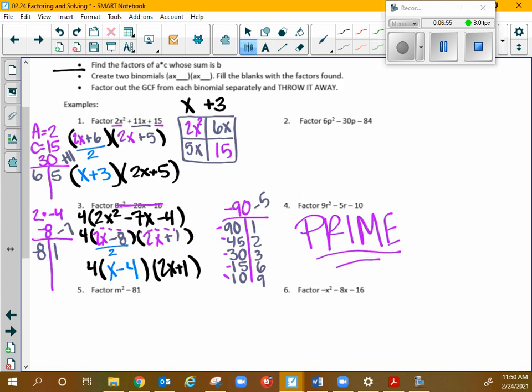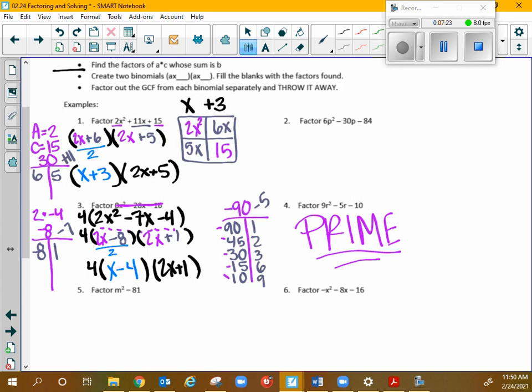Remember we talked about it yesterday, that doesn't mean that there's no solution. It means that it's prime. It means that it has no real solution. Or, never mind. We'll talk about it later. Pretty good? Okay. So again, like I told you before, if you hate this and you like the area model, then you can do the area model.